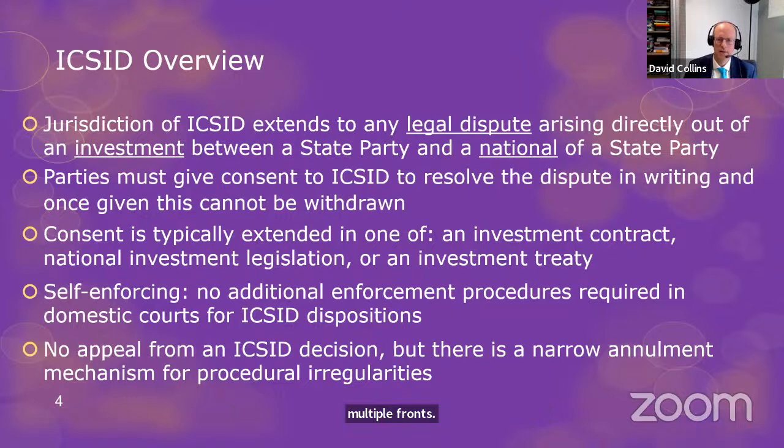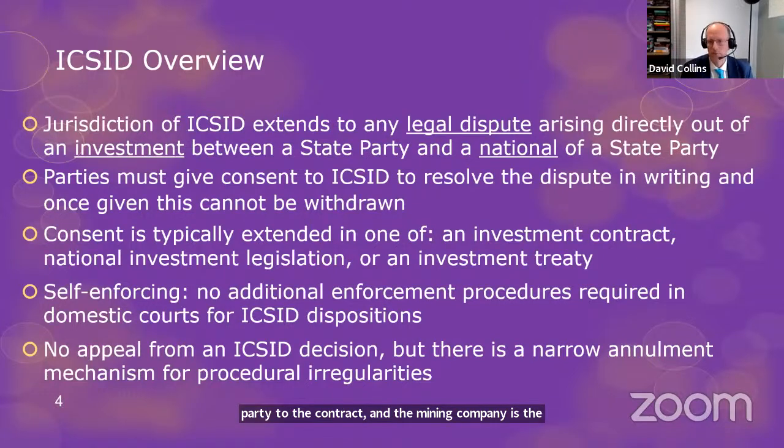Consent is typically extended in one of the following: an investment contract. So, for example, let's say a Canadian mining company signs a contract with the government of Botswana. You have the government of Botswana as one party to the contract, and the mining company is the other party. And Botswana in that says we consent to ICSID arbitration. Fairly straightforward. We'll come back to investment contracts in a minute.